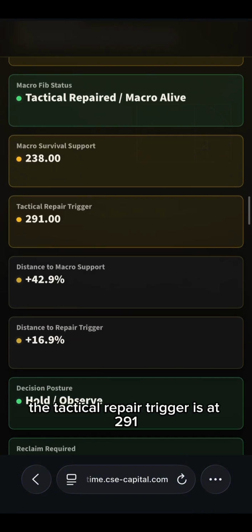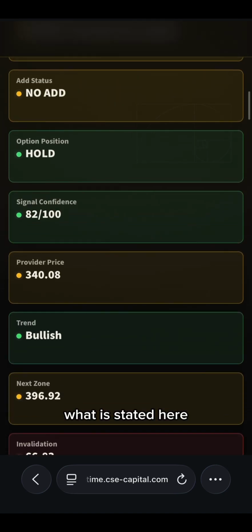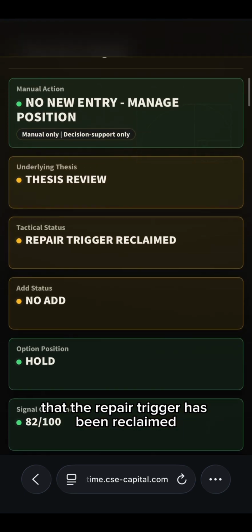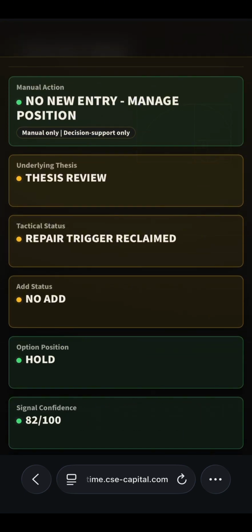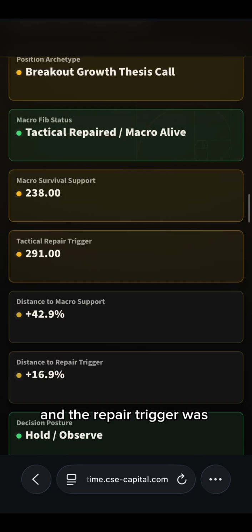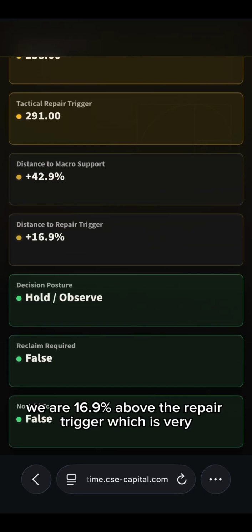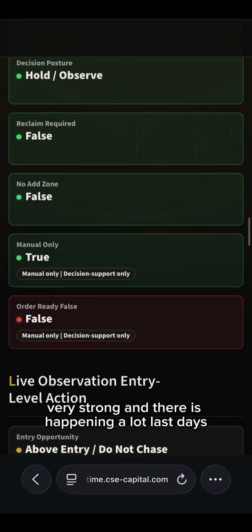And as you can see here, the tactical repair trigger is 291. What is stated here: the repair trigger has been reclaimed. That's what I wanted to show. The repair trigger was 291, which is mentioned here. We are 16.9% above the repair trigger, which is very strong.